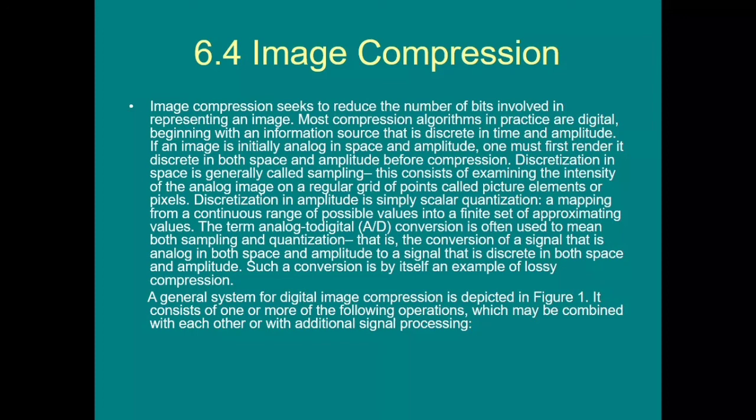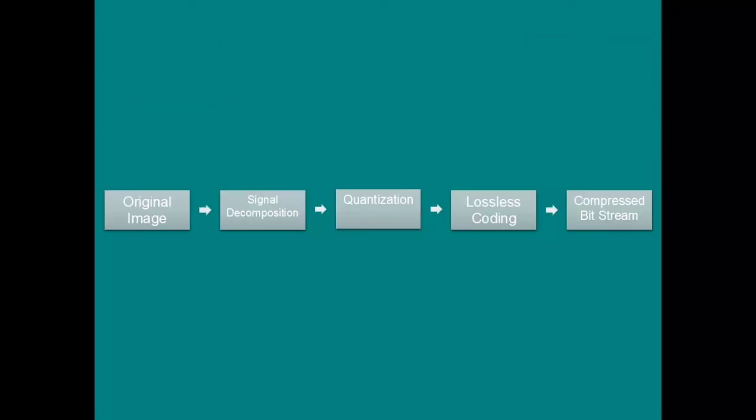Discretization in amplitude is simply scalar quantization, a mapping from a continuous range of possible values into a finite set of approximating values. The term analog to digital, or A/D, conversion is often used to mean both sampling and quantization. That is, the conversion of a signal that is analog in both space and amplitude to a signal that is discrete in both space and amplitude. Such conversion is by itself an example of lossy compression.